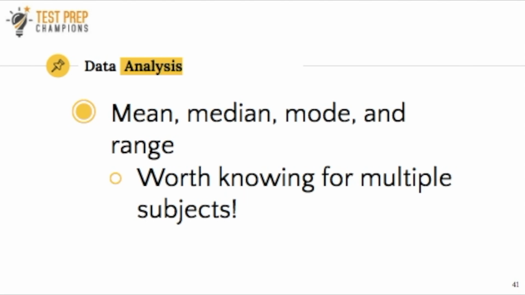It's worth knowing because there's the potential for this to come up on the math section, but also for science, and I've even heard that some test takers have gotten mean, median, mode, and range questions on the social studies test. So it can show up not only on your math test, but on those other sections too. Learn mean, median, mode, and range. That's non-negotiable, because there's a high chance that you're going to run into that, if not on math, on one of those other sections.